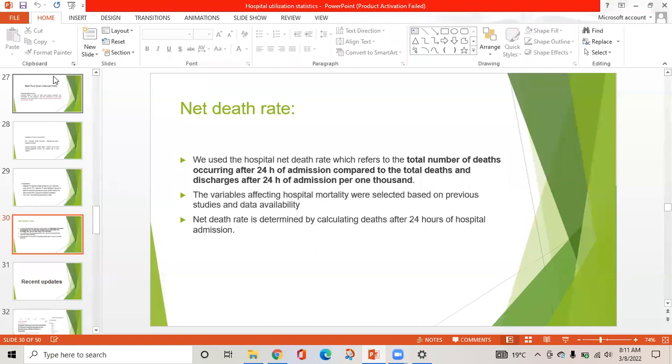Net death rate. We use the hospital net death rate, which refers to the total number of deaths occurring after 24 hours of admission, compared to the total deaths and discharges after 24 hours of admission, per 1,000. The variables affecting hospital mortality were selected based on previous studies and data availability. Net death rate is determined by calculating deaths after 24 hours of hospital admission.